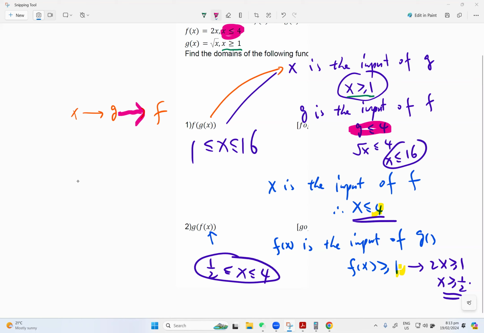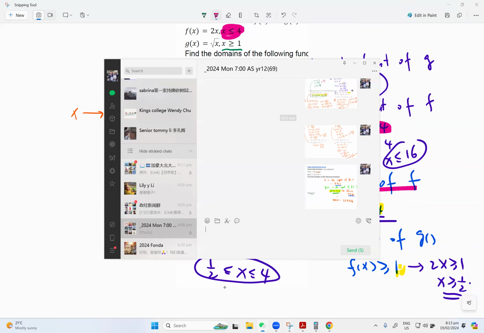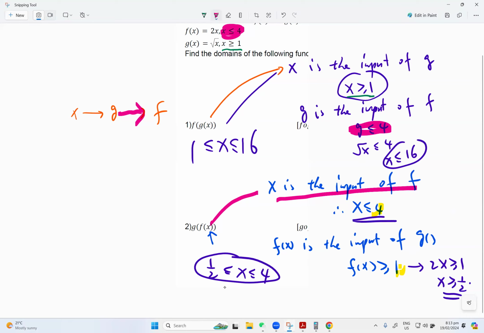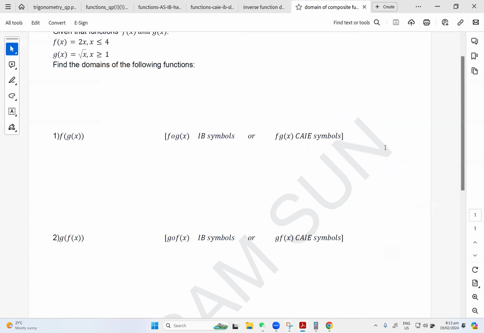And here, Kevin, double check. You try to input x into F. That's why we say here, x is the input of F. You really need to think about the question again. We aim higher.